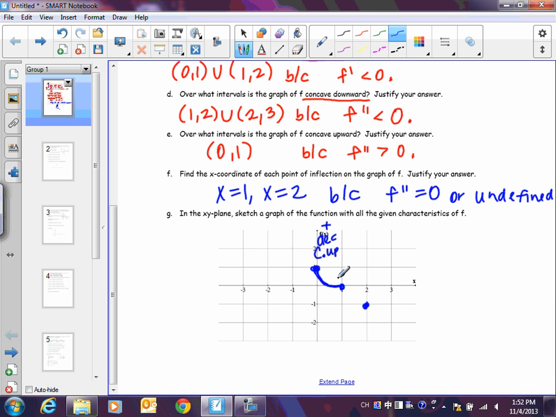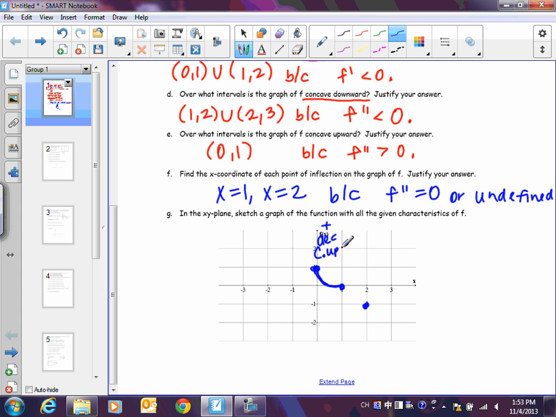Notice that I'm exaggerating the concavity. What you don't want to have happen is someone not knowing whether you were doing concave up or down. You don't want to make it look too much like a line. Exaggerate the concavity if you need to.